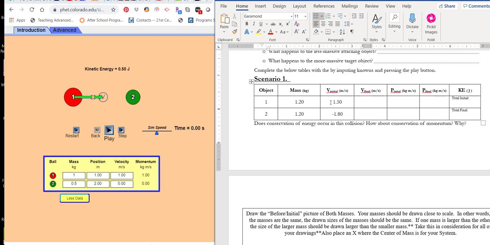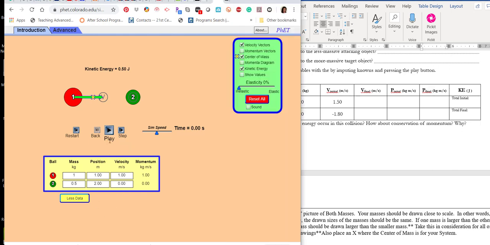So you're going to set these up, then you're going to play that scenario, and it is asking you to write down what is the initial momentum, P initial for object 1, P final for object 1. And you'll, of course, get that right here on the simulation side. Let me just play this so you'll see that you'll get the information. You can always pause it. So you can get your initial momentums and then your final momentums and record them here.